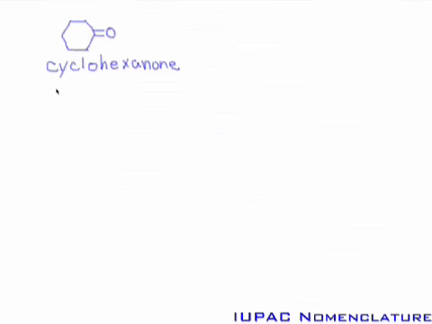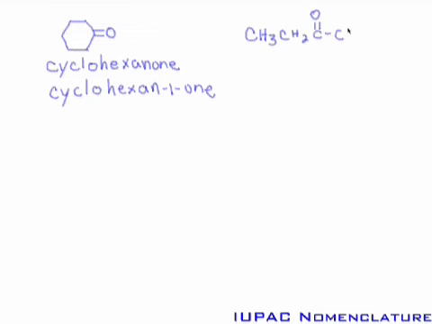You can put the 1 in, and if you're in doubt, always put the numbering in, in which case it would be cyclohexane-1-one. Now there are cases in ketones where you must put numbering in because you could get different numbers. Butanone, however, is one case where you don't have to. You can just say butanone.